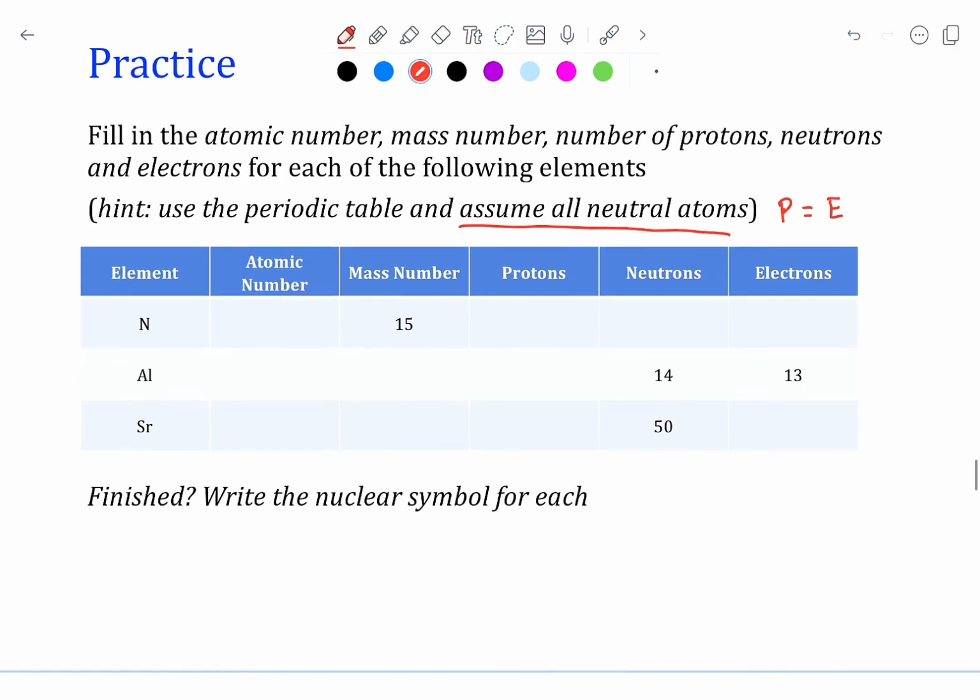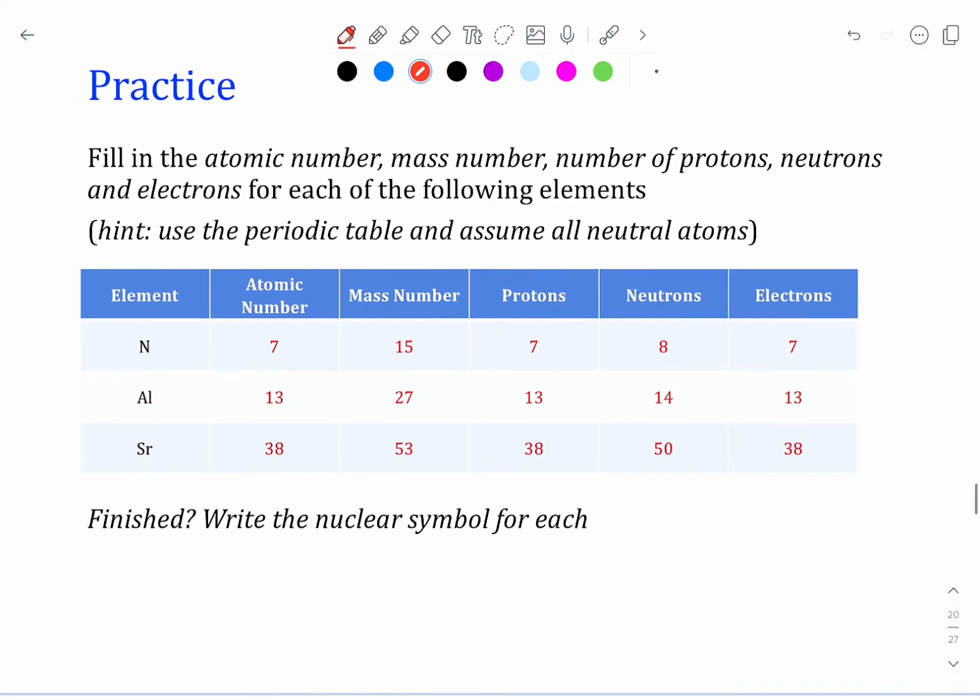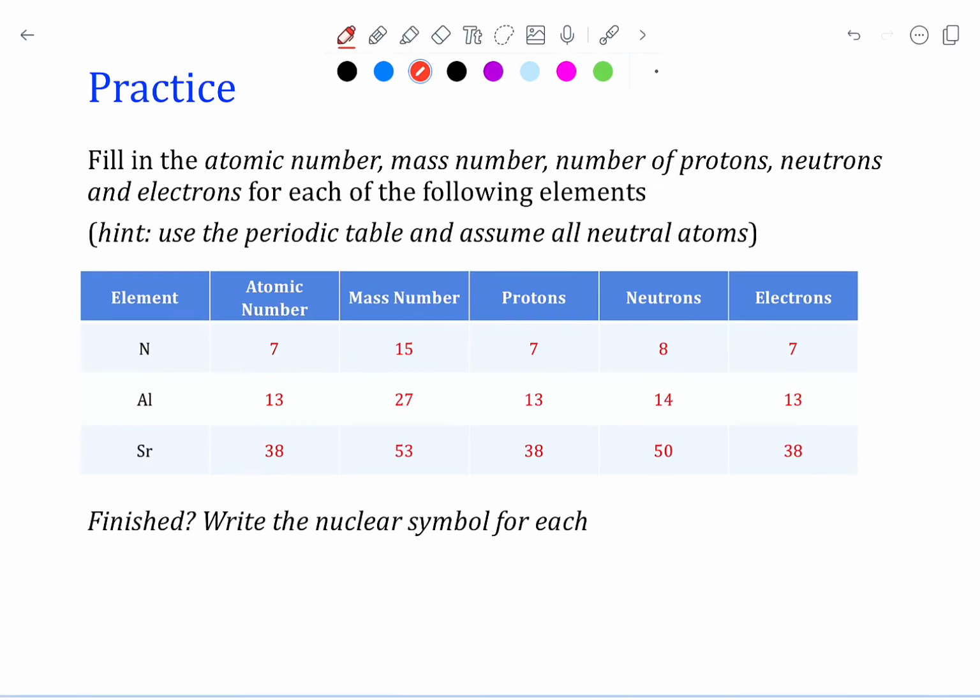Okay, let's come back together and look at the answers for this problem. So, in nitrogen, we were given the mass number. In aluminum, we were given the number of neutrons and the number of electrons. And in strontium, we were given the number of neutrons, which is all the information we need in order to solve this problem. So, we can find the atomic number for all of these from the periodic table, because their atomic number is equal to their protons.